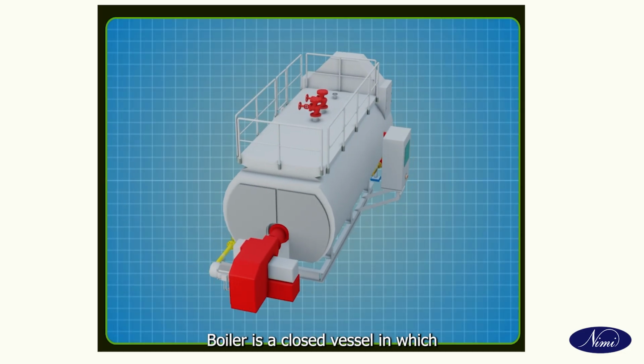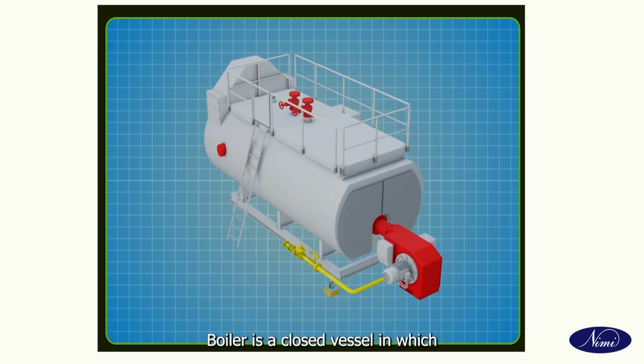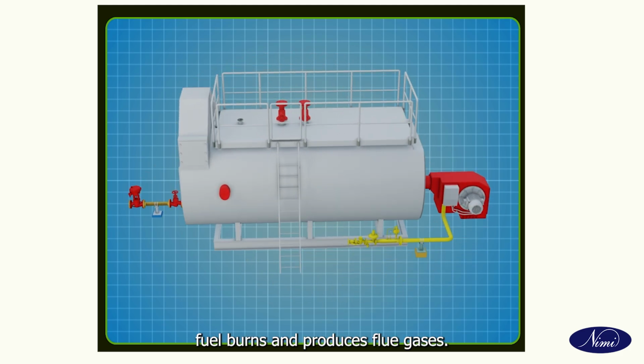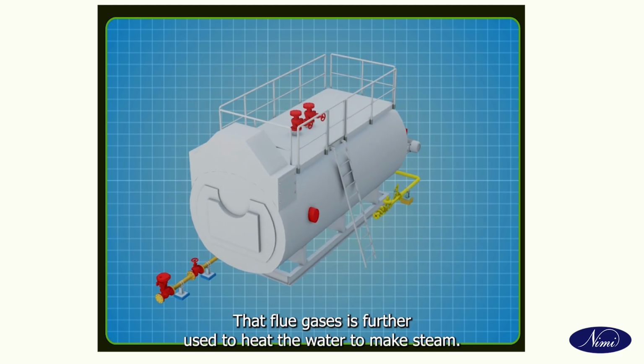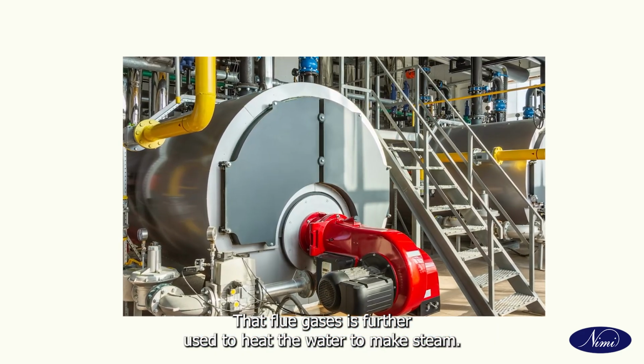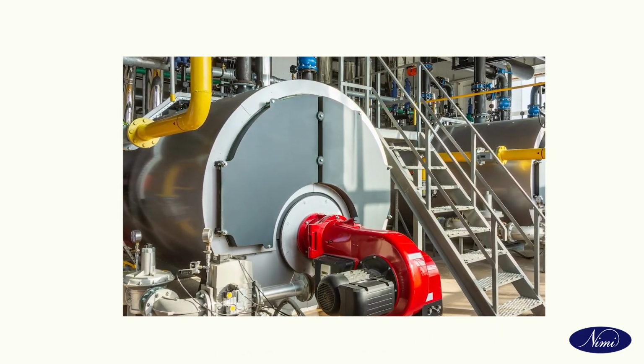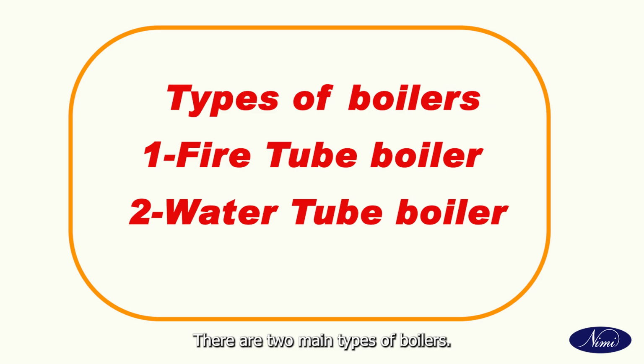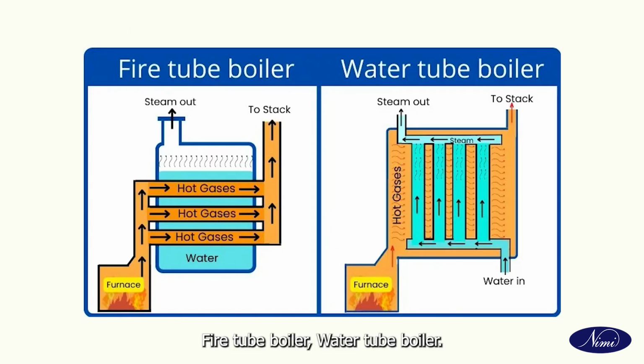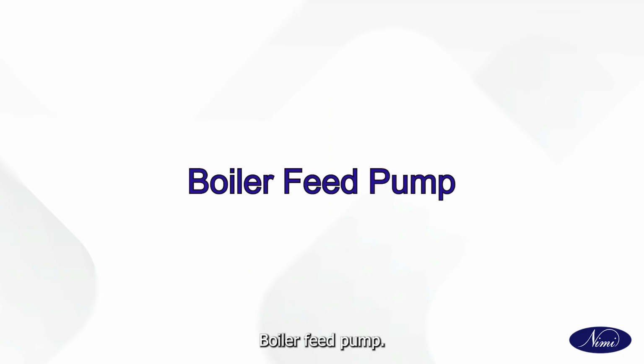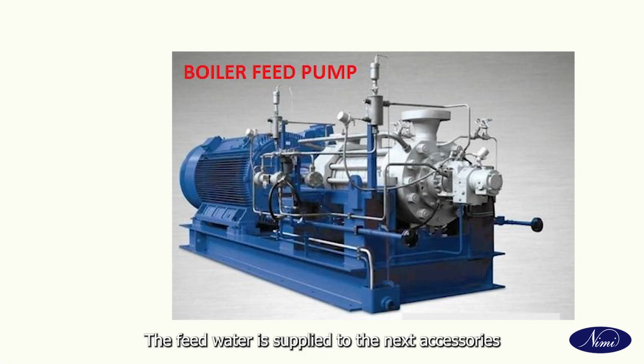Boiler. A boiler is a closed vessel in which fuel burns and produces flue gases. Those flue gases are further used to heat the water to make steam. There are two main types of boilers: fire tube boiler and water tube boiler. Boiler feed pump. The feed water is supplied to the next accessories by the boiler feed pump.